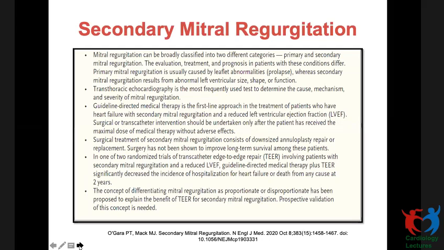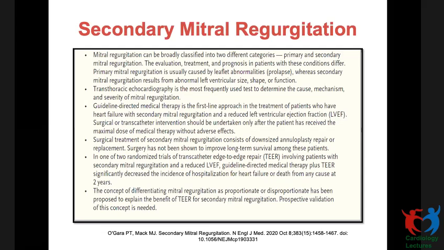So this is a tabular form which he had tabulated and summarized all things. Mitral regurgitation is broadly classified into two categories, that is primary and secondary mitral regurgitation. And the evaluation, treatment, and prognosis in patients in these conditions differ. Primary mitral regurgitation is usually caused by leaflet abnormalities such as prolapse, whereas secondary mitral regurgitation results from abnormal left ventricular size, shape, or function.